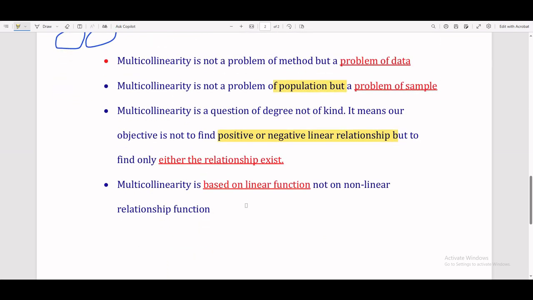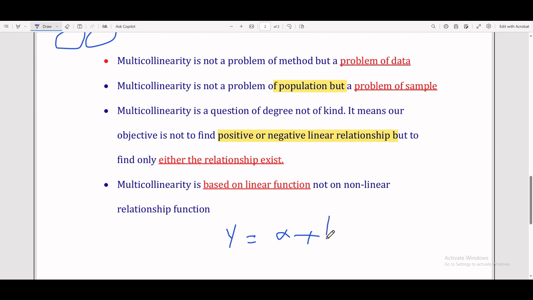Multicollinearity is based on linear function. Multicollinearity is the issue of linear model. It is not the issue of non-linear relationship, like I write here the model y is equal to alpha plus beta 1 x1 square plus beta 2 x4 plus error term. So this is the non-linear relationship. So multicollinearity is the problem of only linear function.